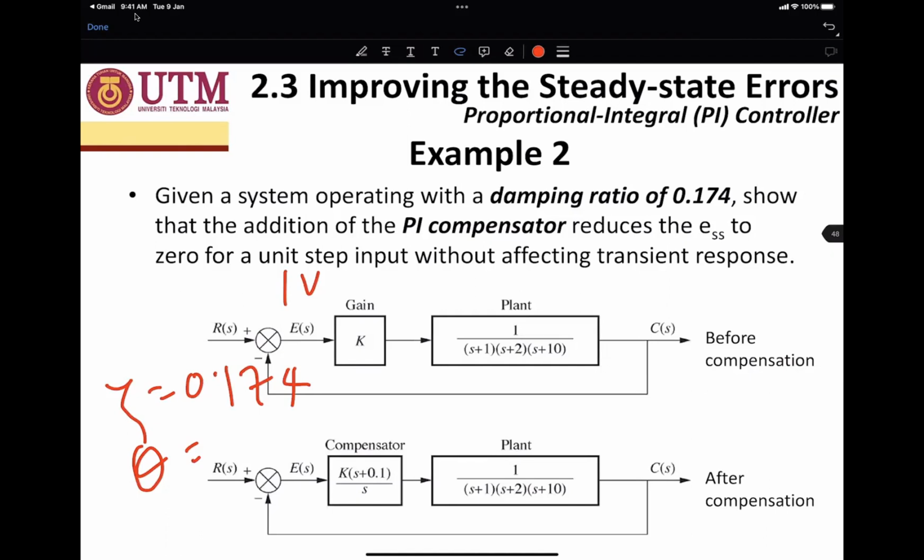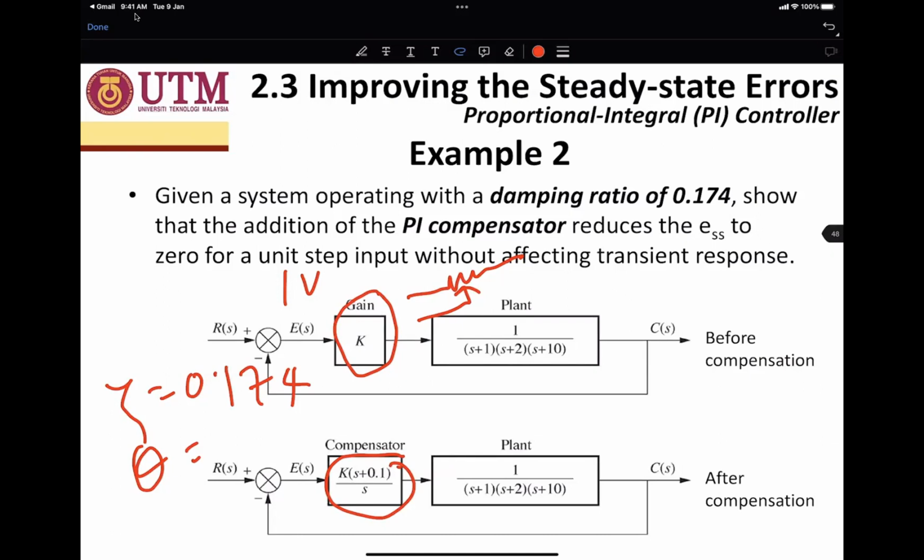You are given an open loop transfer function, which is 1 over (s plus 1)(s plus 2)(s plus 10). And this gain K is the P controller, which is a variable resistor in real life. So what I will do is add a PI controller, which is (s plus 0.1) over s. I put the zero near the origin and I introduce a pole at the origin.